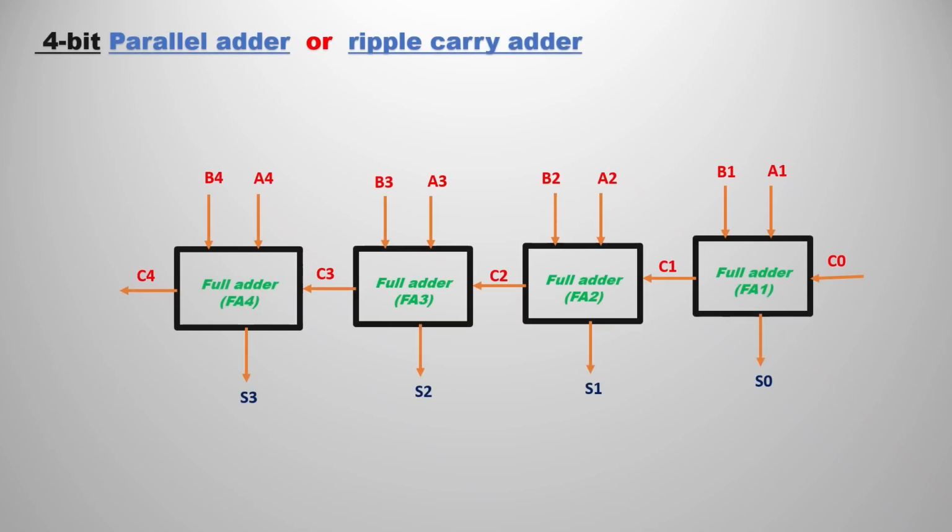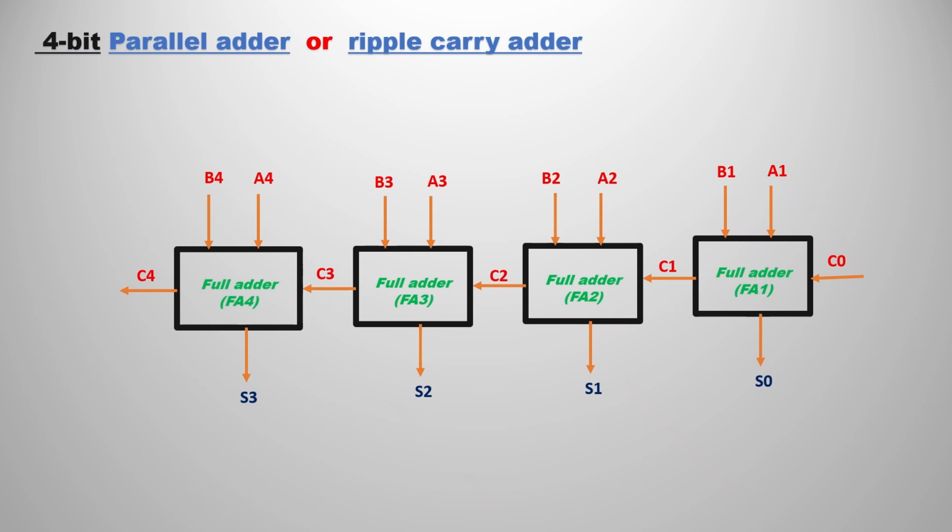Parallel adder or ripple carry adder means the cascading of full adders. If you observe, this is known as a 4-bit parallel adder or ripple carry adder, because we have four full adders. The inputs are A1 B1, A2 B2, A3 B3, A4 B4. You can also observe each full adder has its own inputs.